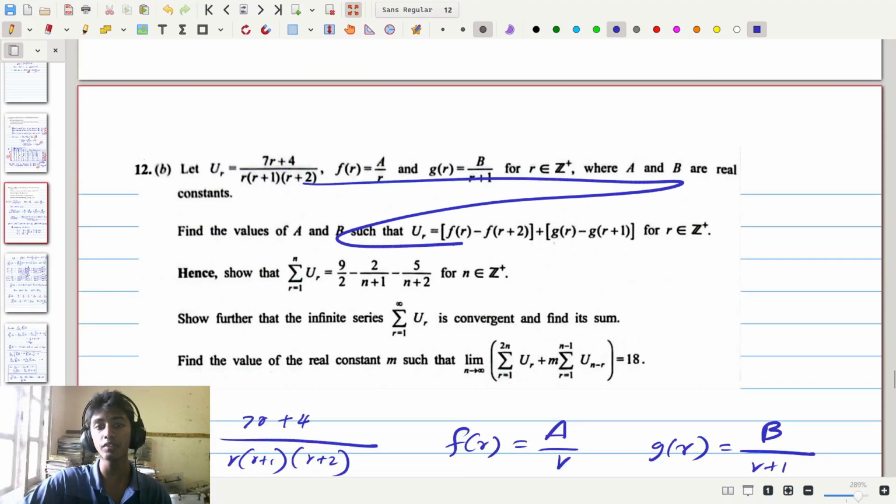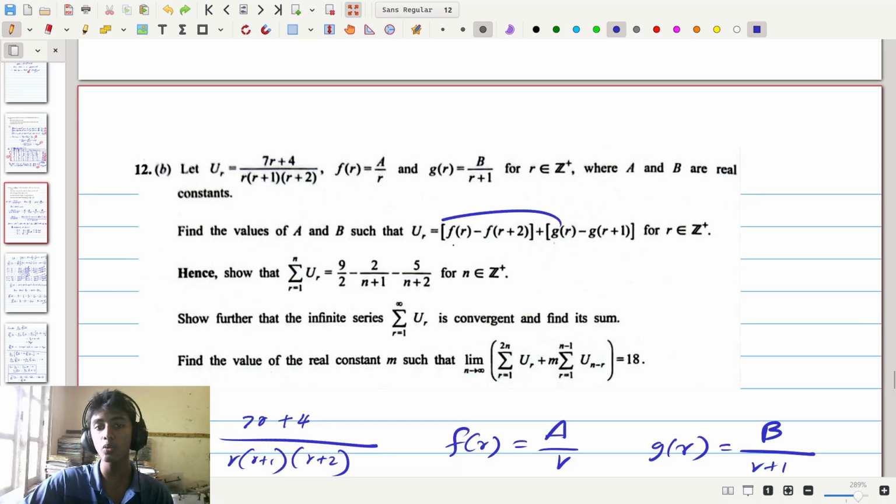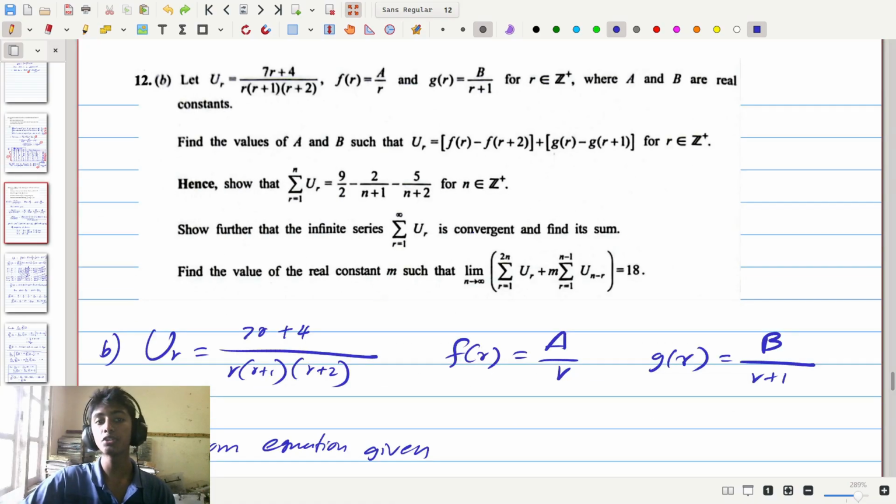So we've solved for all of this. We've found the values of a and b given that this relationship holds. We've then shown that the sum from r equals 1 up to n of u of r is equal to all of this using the telescoping sums of this sum and this sum. And we showed further that the infinite series, the sum from r equals 1 up to infinity of u of r, is convergent and its sum is 9 over 2. And finally, we found the value of the real constant m such that the limit as n approaches infinity of the sum from r equals 1 up to 2n of u of r plus m times the sum from r equals 1 up to n minus 1 of u of n minus r is equal to 18. And we found that m was equal to 3. So that's going to be all for this question.